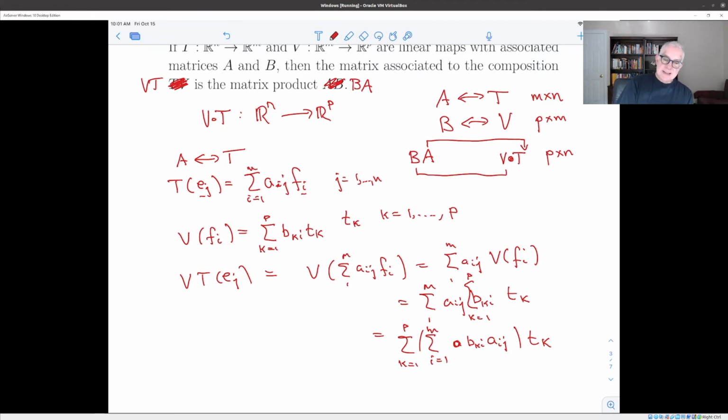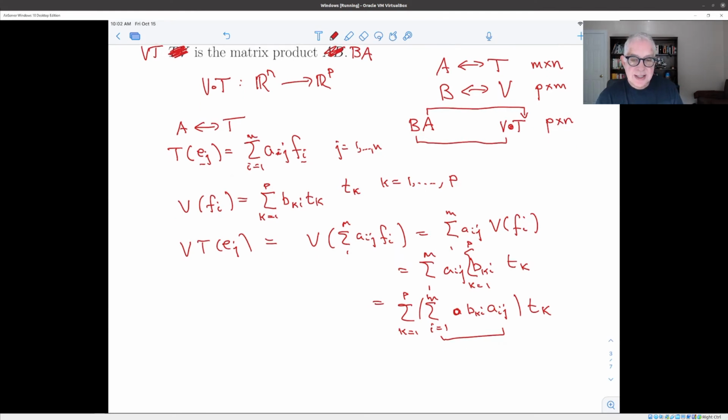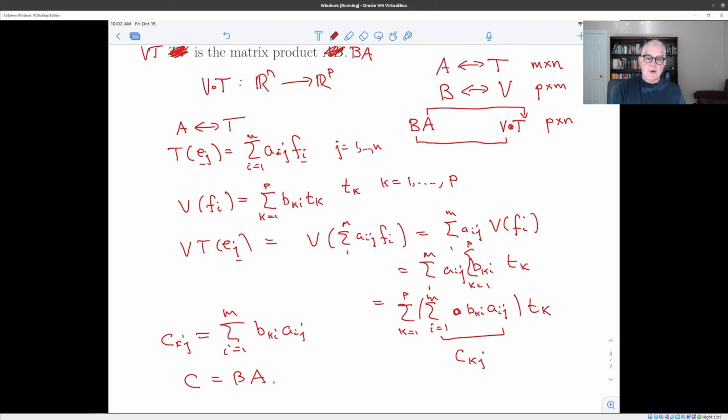And now if you finally go back to the definition of the way matrix multiplication works, you see that these right here are, on the one hand, the entries in the columns of the matrix associated to VT, but on the other hand, they're also the thing you would compute if you took the matrix product. So if we call this, here we have a J and here we have a K, CKJ. And if we define a new matrix C by the rule that the entry CKJ is the sum, i goes from 1 to M, of BKI AIJ, this rule means that C is the matrix B times the matrix A. So matrix multiplication corresponds to composition of linear maps.